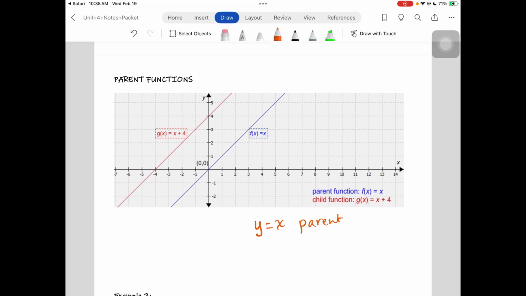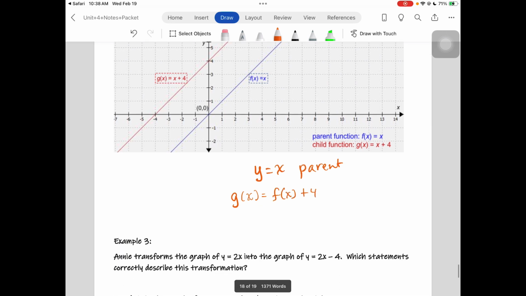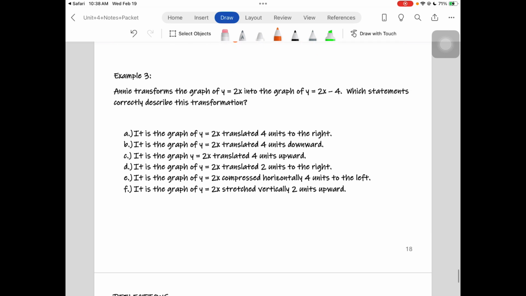So the child function, g of x, is going to be x plus 4. That's an example of being shifted up. So g of x is actually going to be equal to f of x plus 4. And it transforms the graph of y equals 2x into the graph of y equals 2x minus 4. Which statements correctly describe this transformation?